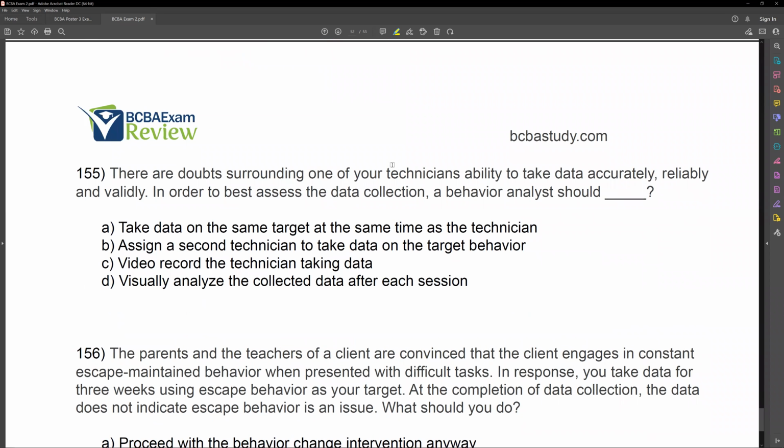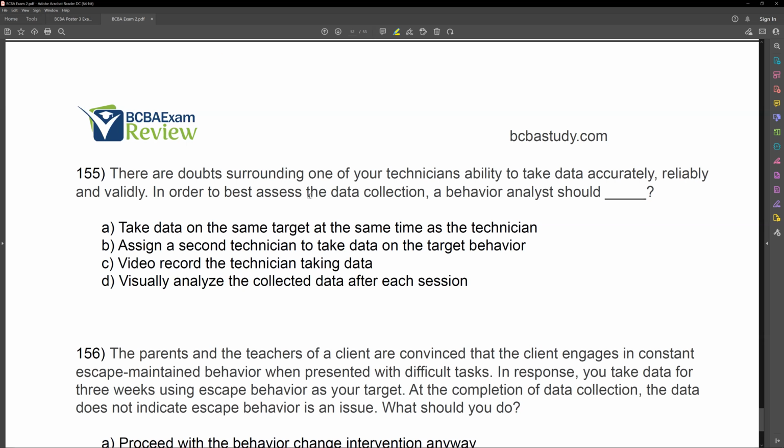155, there are doubts surrounding one of your technicians' ability to take data accurately, reliably, and validly. In order to best assess the data collection, a behavior analyst should do what? So if you have doubts about your technician's ability to take data, what do you need to do as a behavior analyst? Remember your responsibility as a behavior analyst to the client and to your technicians. You are responsible for the case. What do you need to do as an analyst?